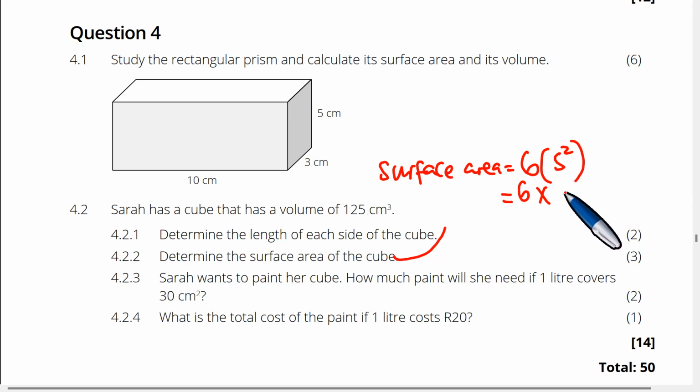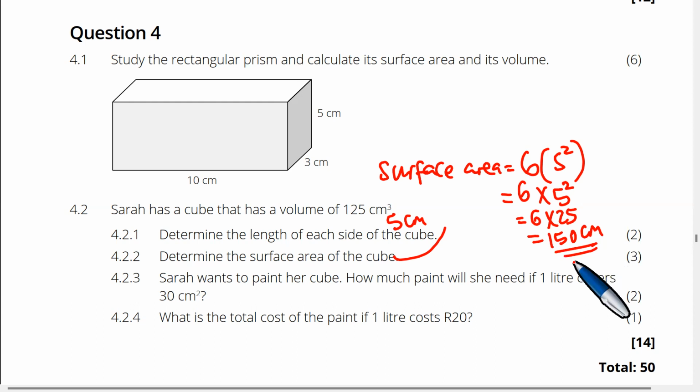What is the side now? Remember that we found that the side is 5 centimeters. So you have the number 5 squared. What is 5 squared? 25. What is 6 times 25? 150. 150 square centimeters.